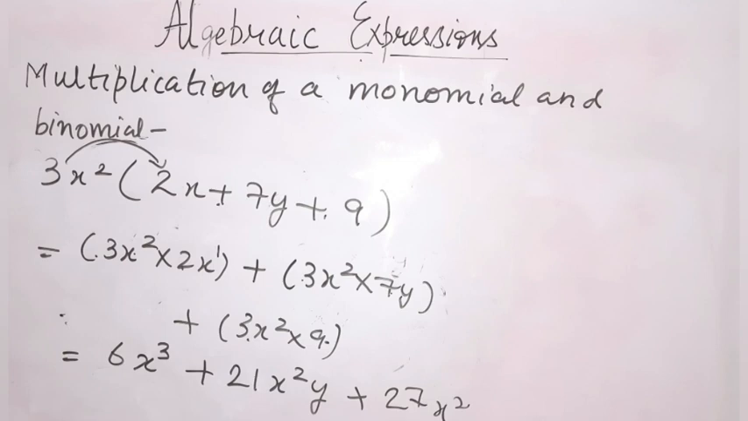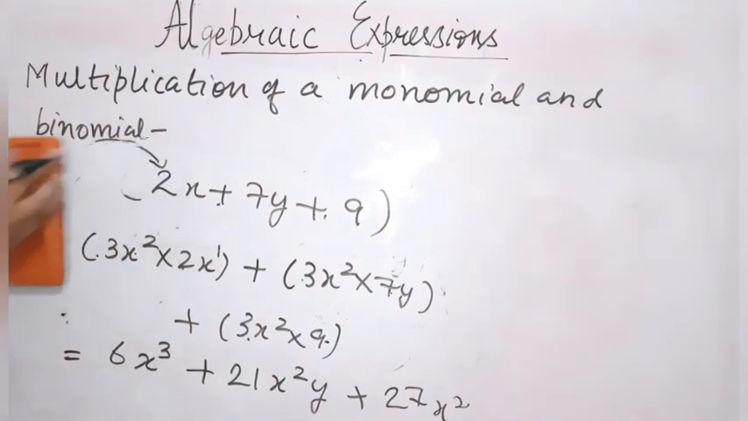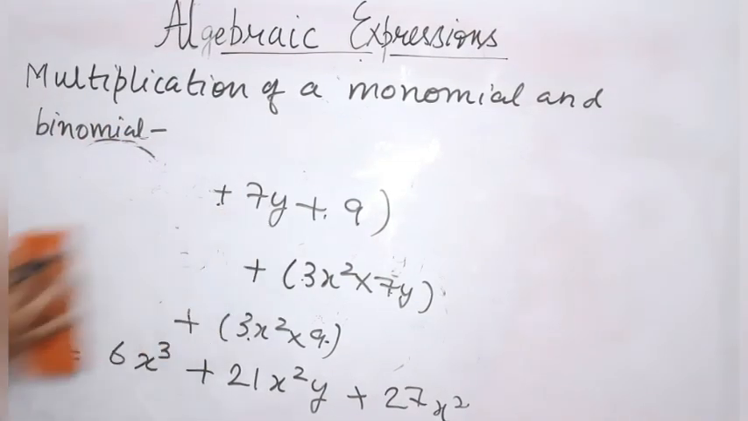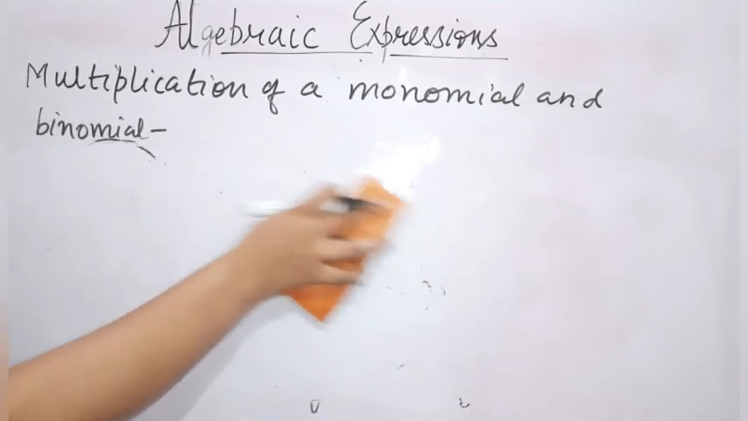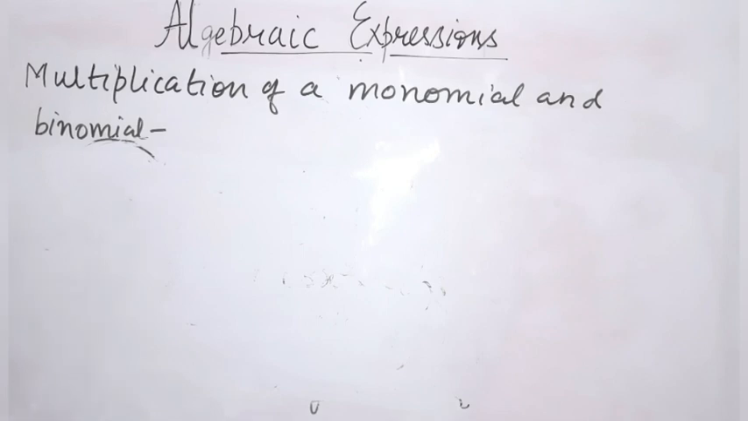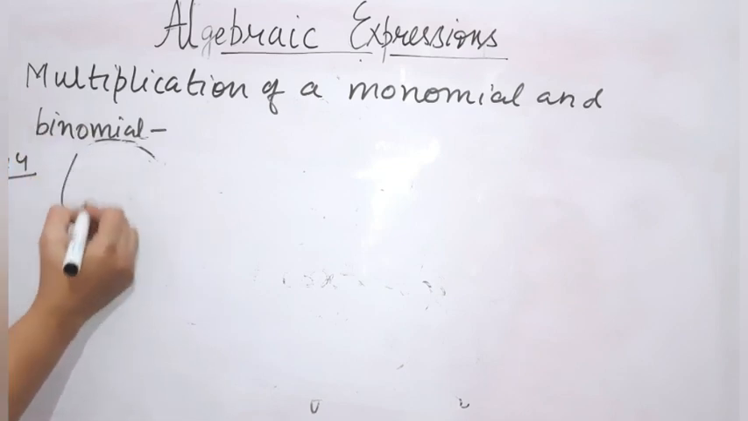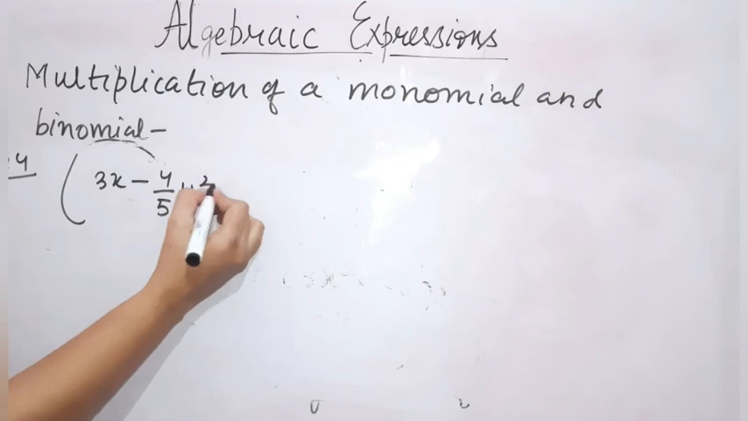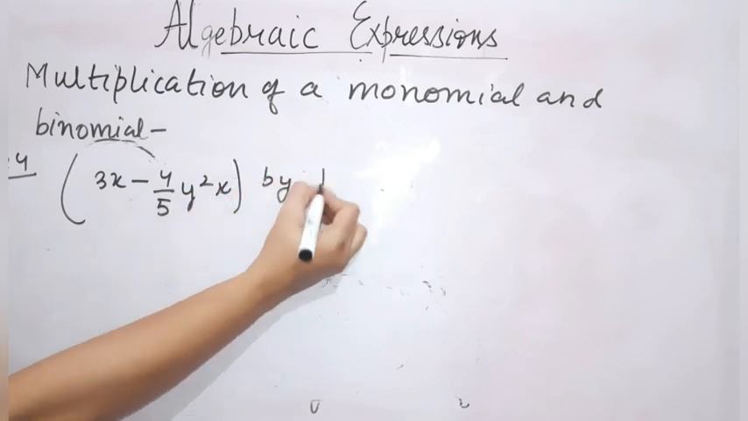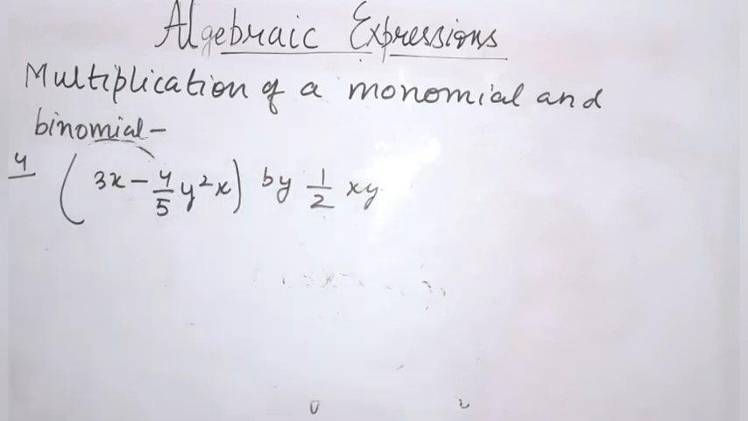There are some examples given in your maths book also. The example which I found that can be a little bit difficult for you is example number 4, so I am explaining it for you. So kindly go through it, how I am solving it, and understand the process of multiplication of a monomial by a binomial. So I am writing the question. Multiply 3x minus 4 upon 5 y square x by 1 upon 2 xy. This is the question students.